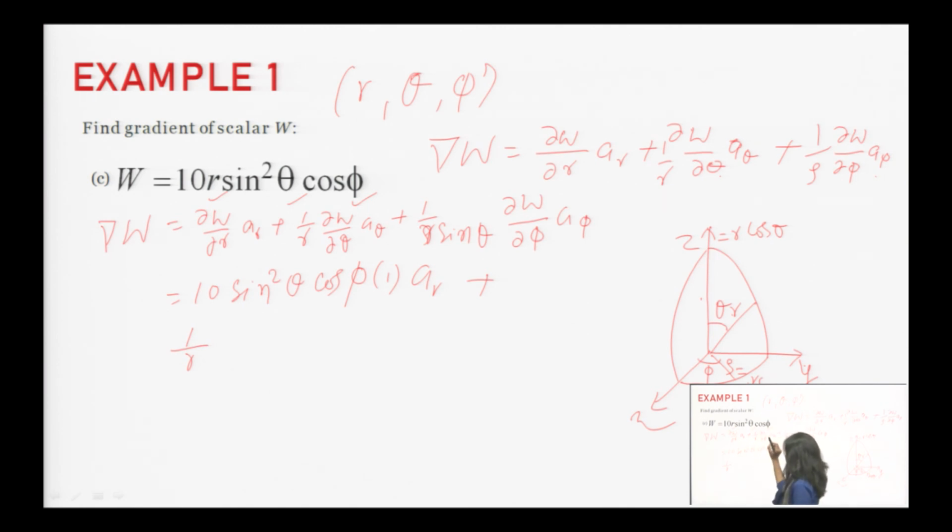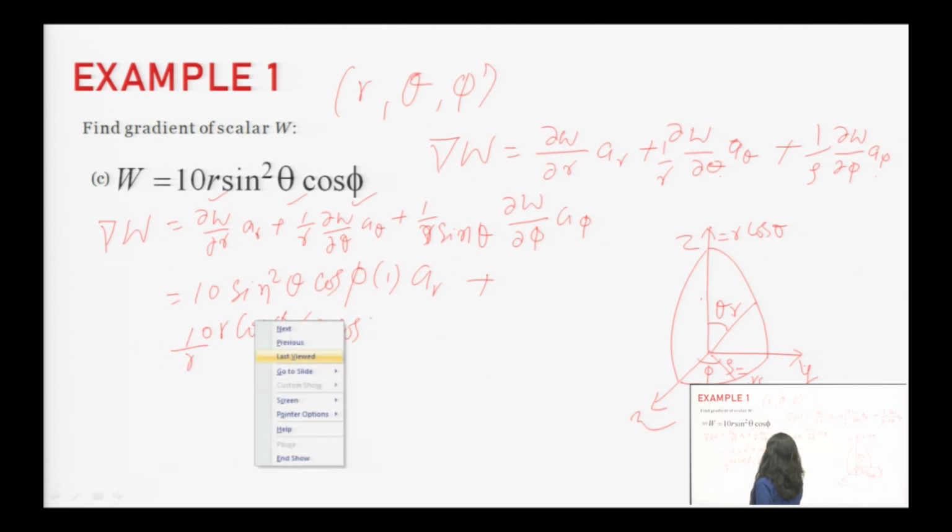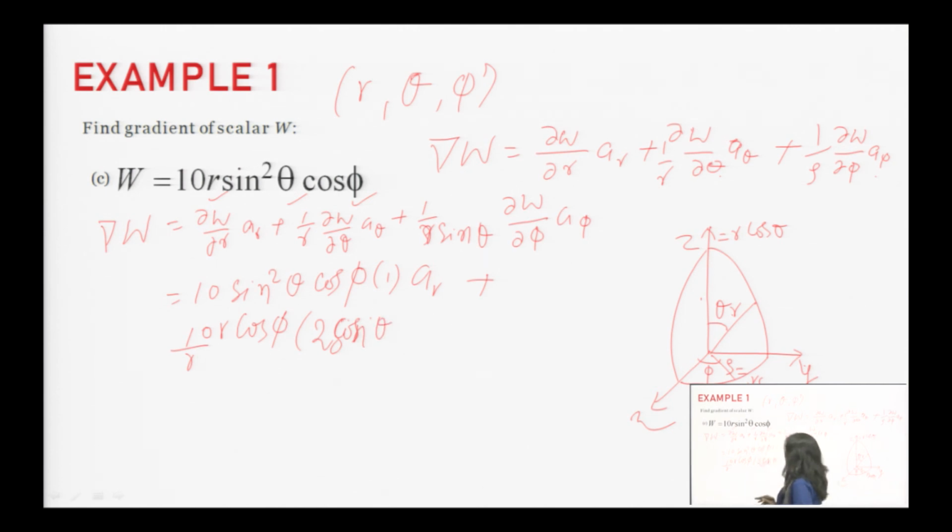Then we need to differentiate this w term with respect to theta, so except theta everything will come as it is, that is 10 r cos phi. Now here is the sin square theta, so the differentiation of sin square theta will be 2 sin theta, and the differentiation of sin theta will be cos theta, so finally we can write it as cos theta.